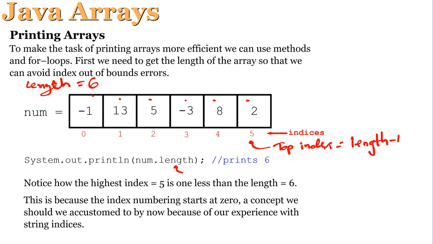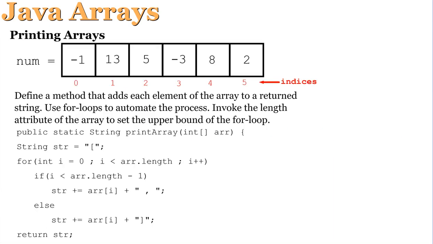And we will use this with for loops to help construct the strings for printing out arrays. So here is a method that is defined to print out the array. And you see that it's public static, static because we don't have to create an object of our class. We can just call on this method to work with elements in the main method.